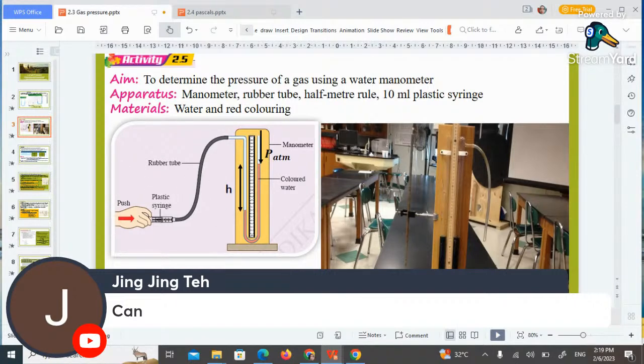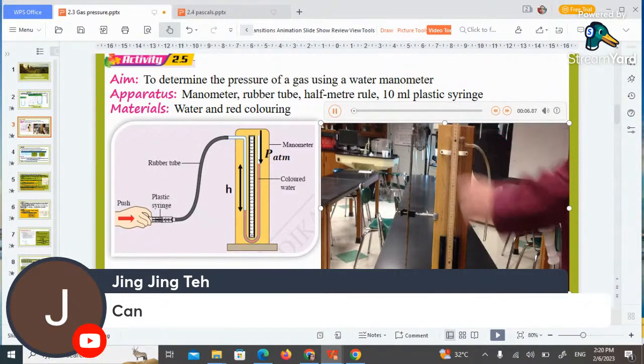Let's look at this activity. Cuba tengok activity ni. This is a video showing how we can change the pressure. So I have a manometer here. Nothing too crazy. I've got an open end tube here.